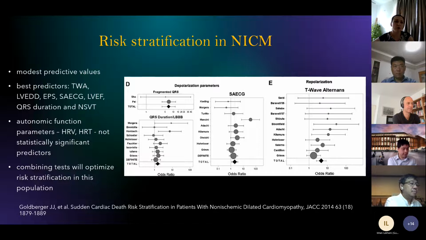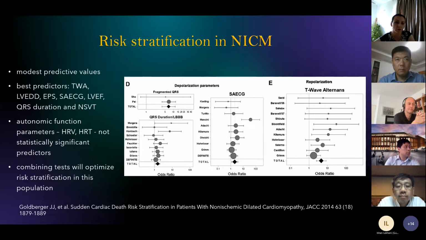Furthermore, the techniques incorporated in traditional arrhythmic markers provided only modest risk stratification for sudden cardiac death in patients with reduced ejection fraction and non-ischemic dilated cardiomyopathy. These are the results from a meta-analysis published in 2014. And the best predictors of arrhythmia risk were T-wave alternans, the left ventricular end-diastolic dimensions, inducible ventricular arrhythmias at electrophysiological study, late potentials, the left ventricular ejection fraction, the duration of QRS, and non-sustained ventricular tachycardia on Holter monitoring.